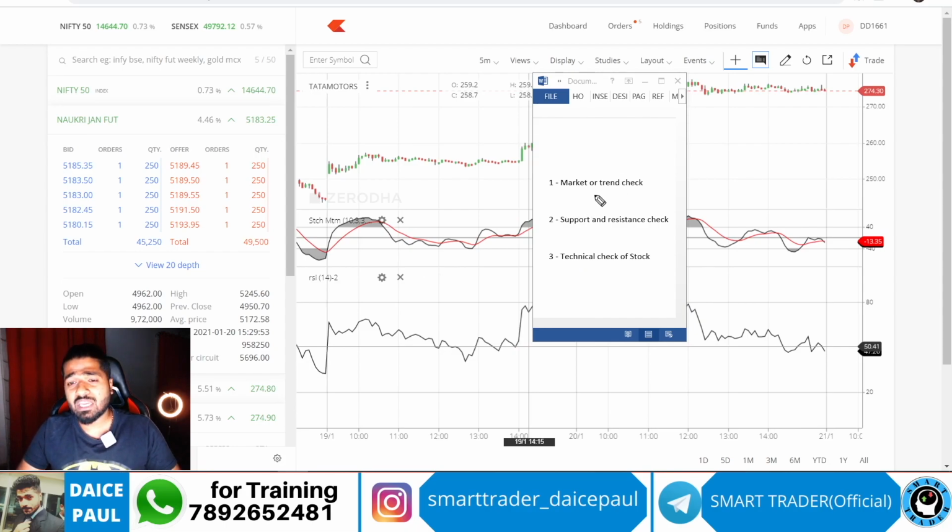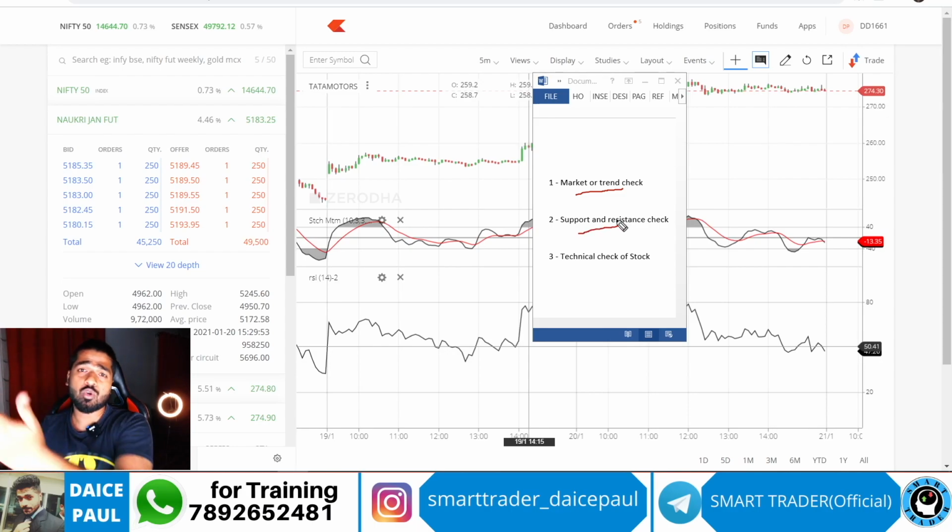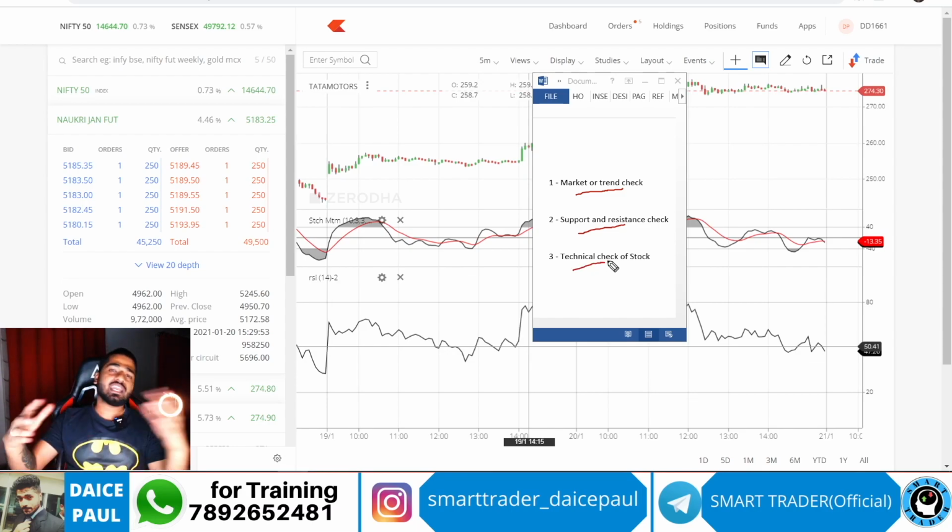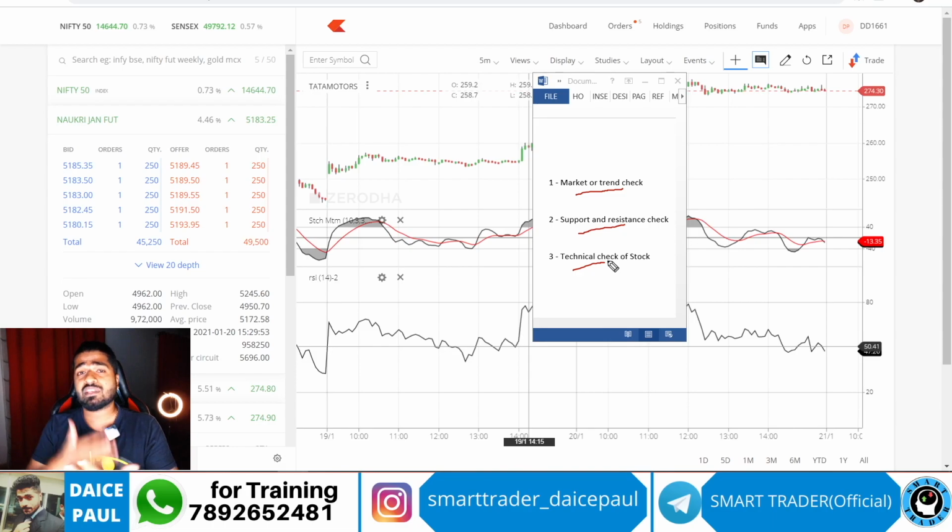So these are three very important things, along with your strategy of stock picking. Before entering, check the market trend or the indices trend, like I showed you. Then check the support and resistance to know whether there is a limit to go up. Lastly, do a technical check of the stock. Use any indicator you like or which is promising for you. I basically use stochastic and RSI. If you believe in an indicator, use it, but test it.